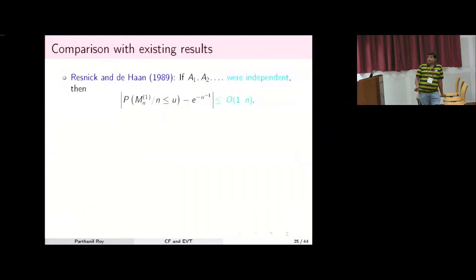Okay, so comparison with the existing results, answering the question of Shiva: if things were independent, again A1, A2, etc., then the best known bound for the maximum is order 1 over n. This was proved by Resnick and Dehaene in 1989. Our upper bound is pretty close to that. It's log n over n, and you can't blame much because there is a dependence here. So you can't do much more perhaps.